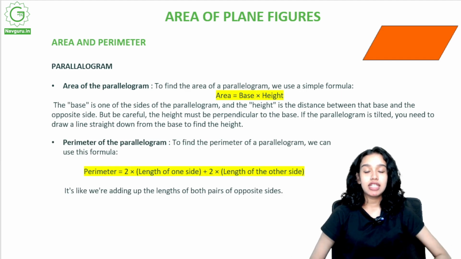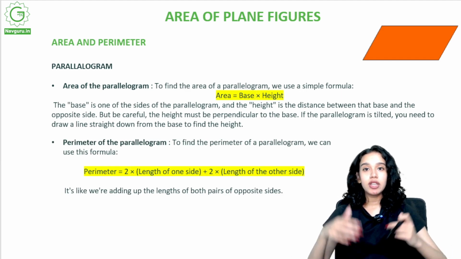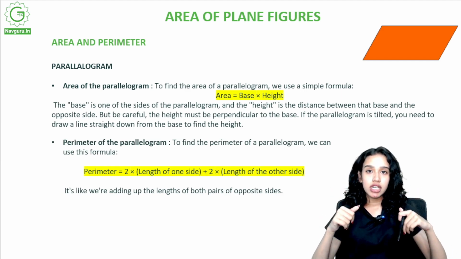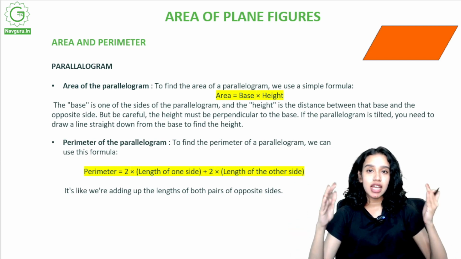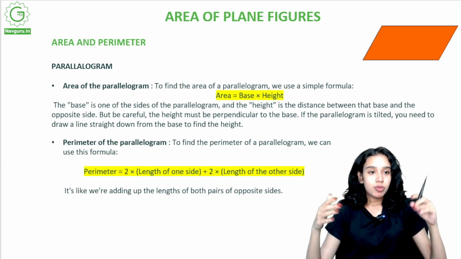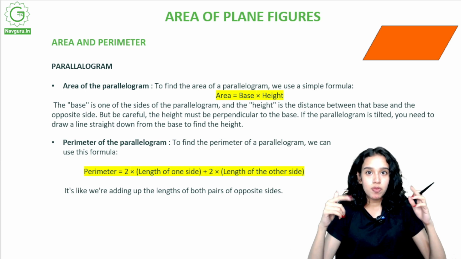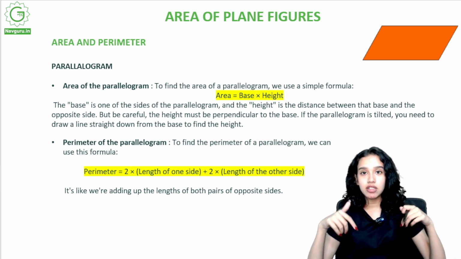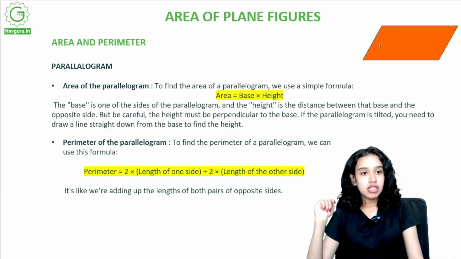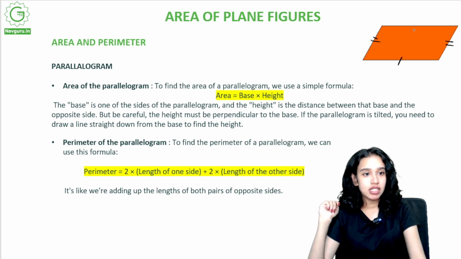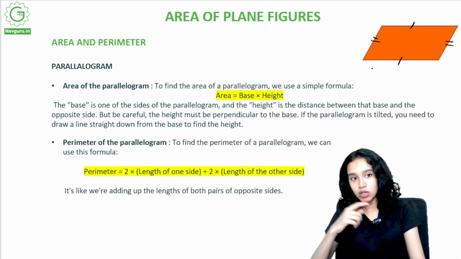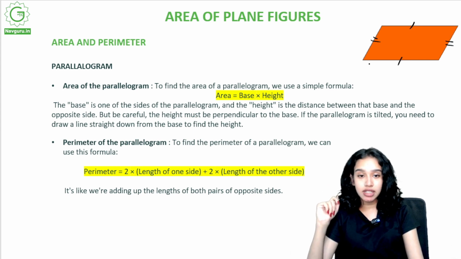Now, let's talk about parallelograms. We know that a parallelogram is a quadrilateral which could also be said to be a slanted rectangle. So basically we have two opposite sides that are parallel to each other, right? That is, this side is equal to this side and they run parallel, and this side is parallel to this side and they are of the same length.